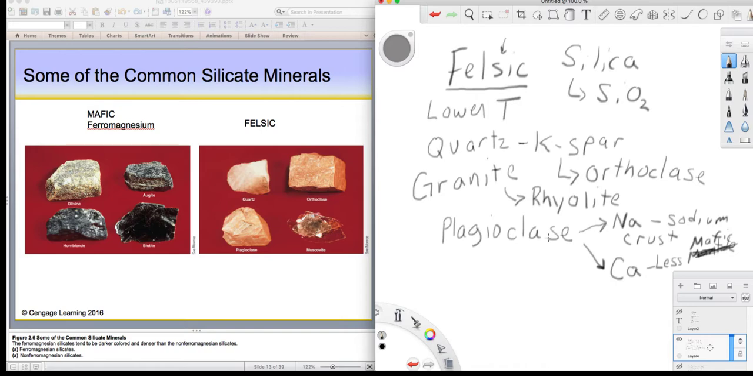Plateau clays are usually in the intermediate rocks, right? So that's going to be in those andesites and the diorite. So really the only felsic rocks are these granites and rhyolites, right? So just by looking at the felsic versus mafic minerals, we can separate them into different groups.